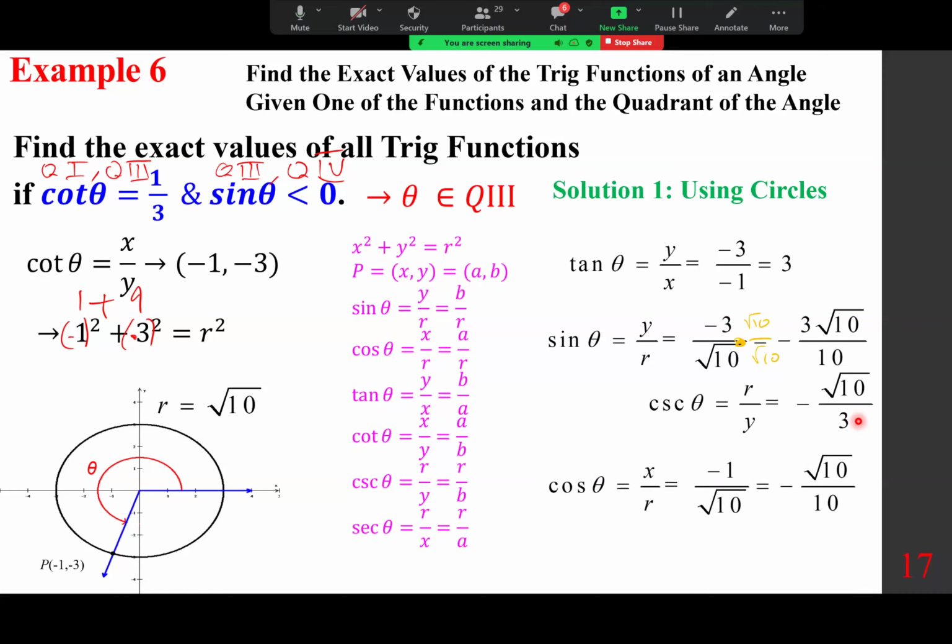Cosine is x over r, negative 1 over square root of 10, must be rationalized. So multiply by square root of 10 over square root of 10. And the secant is the reciprocal of this, r over x. And by the way, don't ever write a fraction with the denominator being negative 1. Make sure you get rid of that, minus square root of 10. So this was the method of circles and using the fact that x squared plus y squared equals r squared.